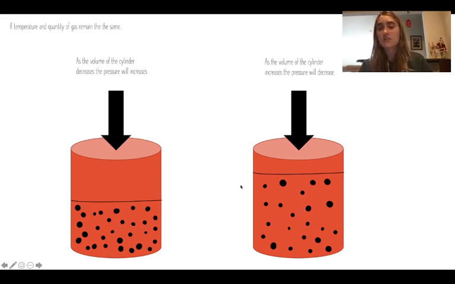Same thing here. So we have more volume available. Remember, the temperature and the quantity of gas are the exact same, but I have more space available for particles to interact, so my pressure is going to decrease. That's what Boyle's law says.